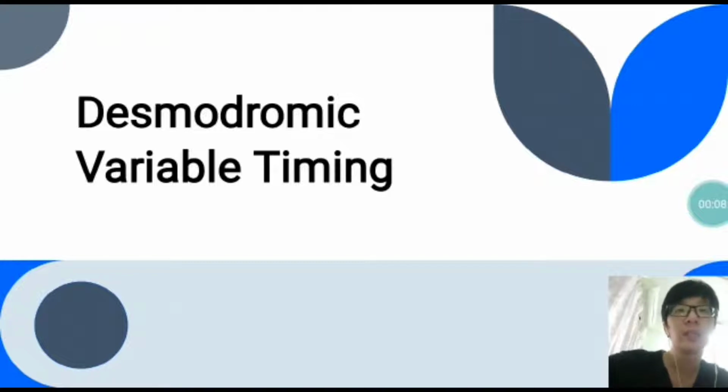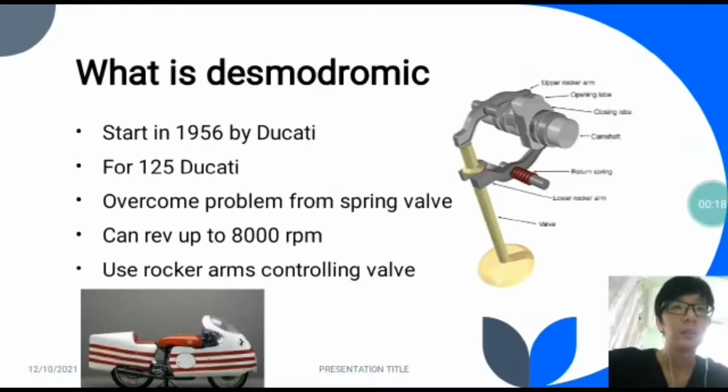Okay, what is desmodromic variable timing, short form DVT, and it's used by Ducati. Okay, what is desmodromic? This system was started by Ducati in 1956 and it was used for the 125 Ducati. It's designed to overcome the problem of spring valves, and at that time it could rev up to 8000 rpm, which is very high for engines at that time.